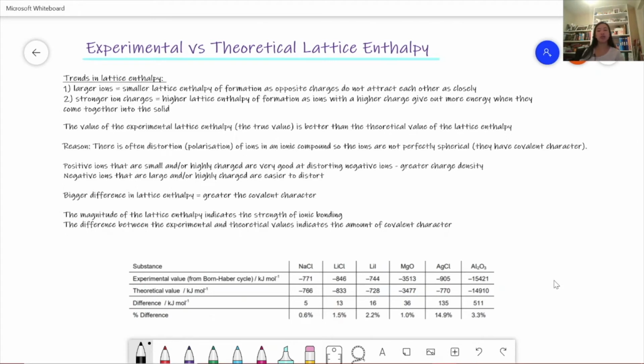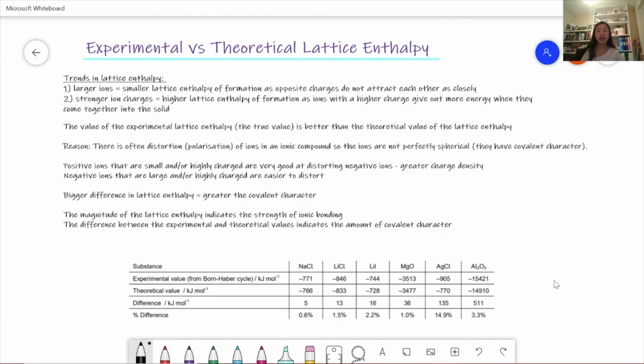But the difference between these two experimental and theoretical values indicates the amount of covalent character this ionic compound has. So if we have a look at this table at the bottom, we can see that for sodium chloride, the difference is only 0.6%. So that indicates that the bonding is almost purely ionic with very little covalent character. So the sodium and chloride ions must be quite spherical.